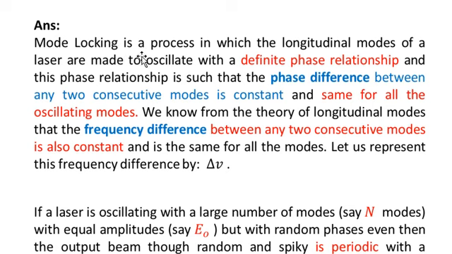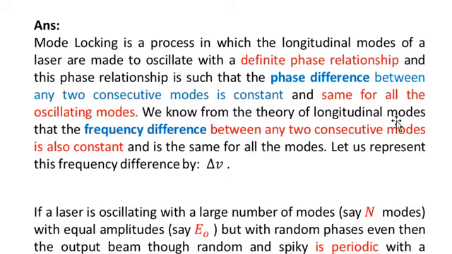mode locking is a process in which the longitudinal modes of a laser are made to oscillate with a definite phase relationship, and this phase relationship is such that the phase difference between any two consecutive modes is constant and the same for all the oscillating modes.